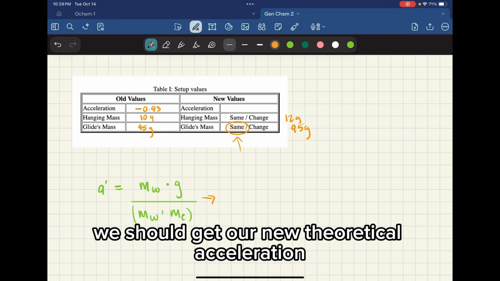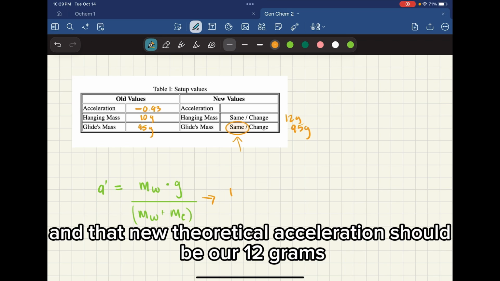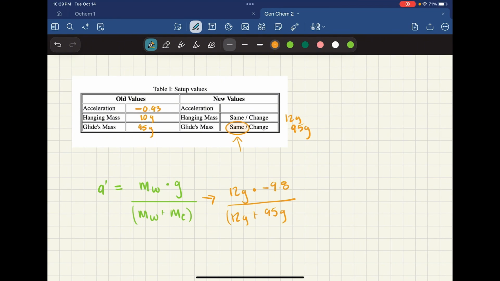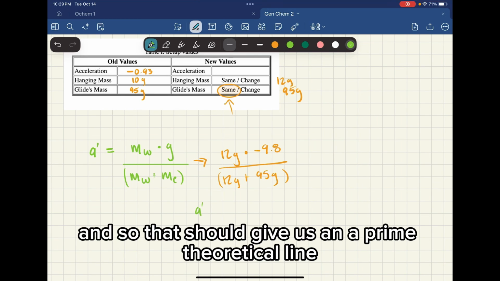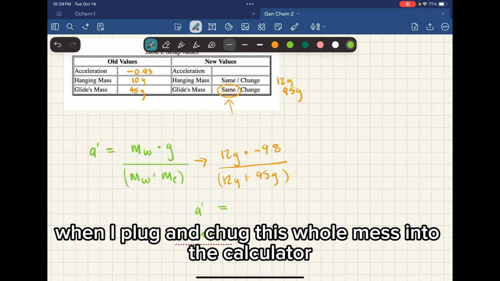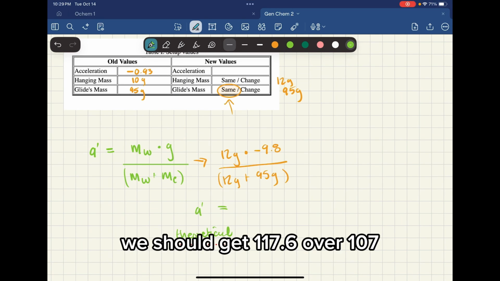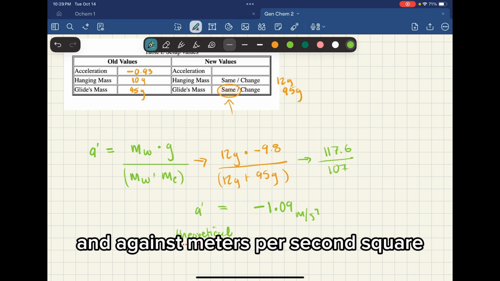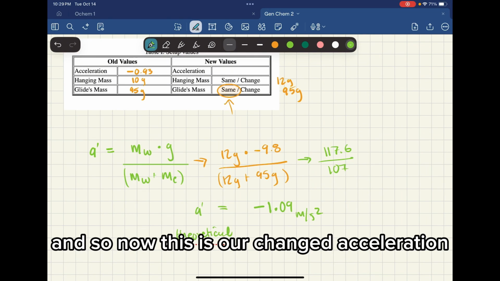As soon as we plug in these values, we should get our new theoretical acceleration. That should be our 12 grams times our negative 9.8, divided by 12 grams again, plus the 95 grams. That should give us an A prime theoretical value of, let's see, when I plug this whole mess into the calculator, 117.6 over 107, and then it's going to be negative 1.09, again in meters per second squared. And so now this is our changed acceleration.